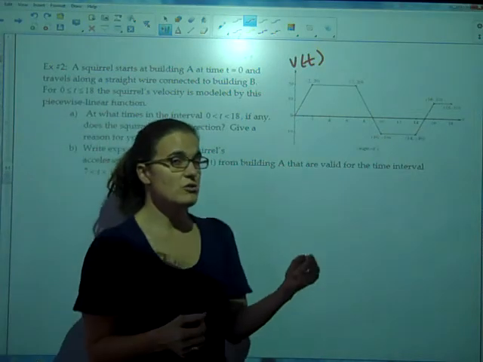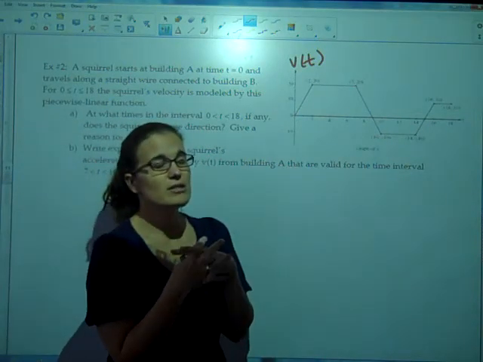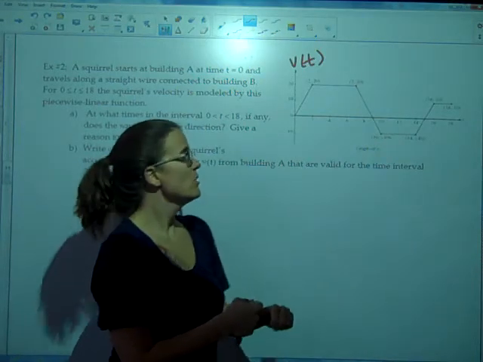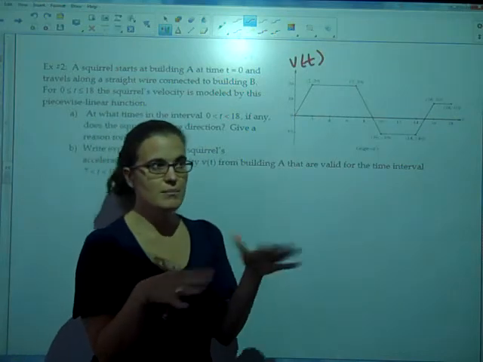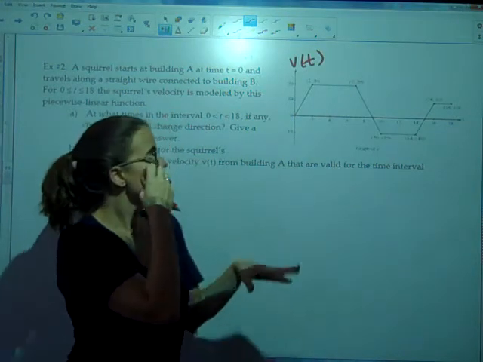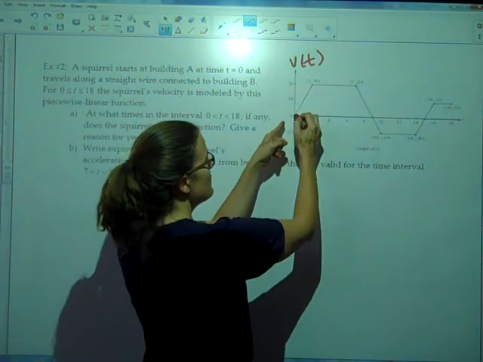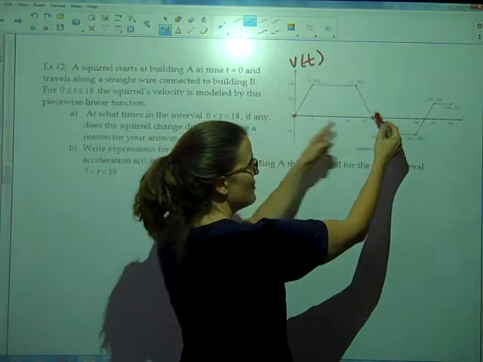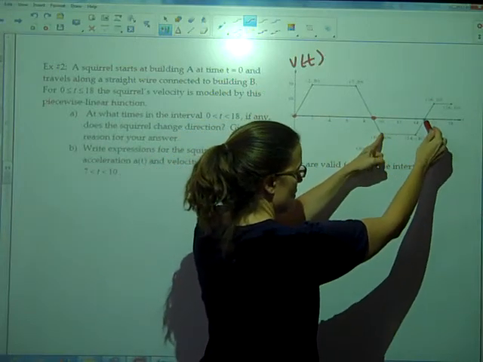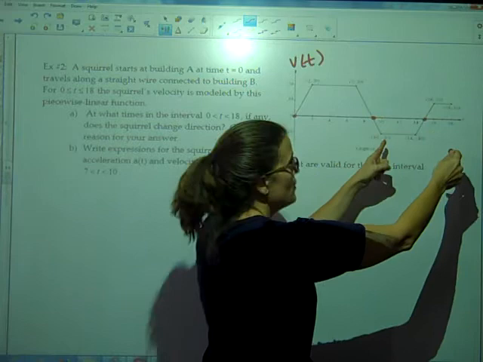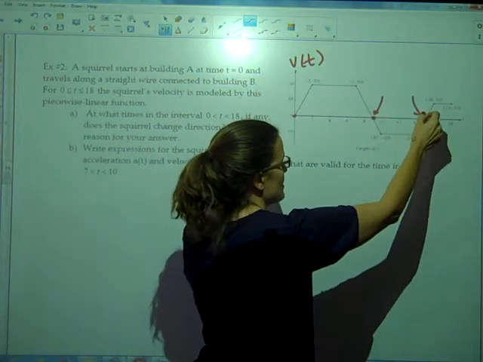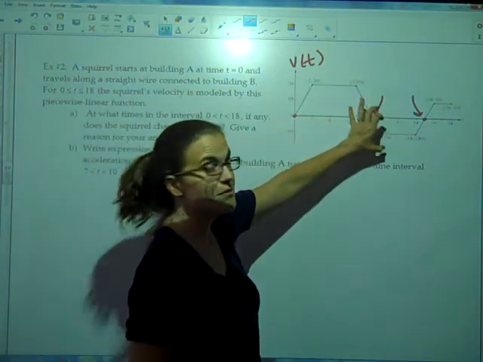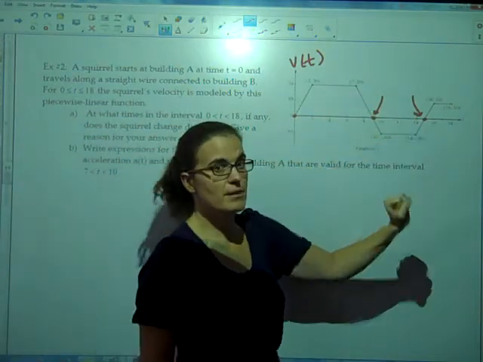So the squirrel will change direction. Think about that. The squirrel will be traveling to the right when the velocity is positive, to the left when the velocity is negative. Okay, and when the velocity is 0, that means the squirrel was stopped. So if we look at this picture, the velocity is positive until we get here, then the velocity turns negative until we get here, and then positive again. Right? I know that at this spot here and at this spot here, the squirrel changed direction because the velocity changed from being positive to negative or from negative to positive.